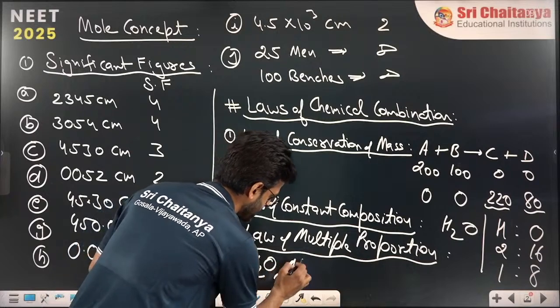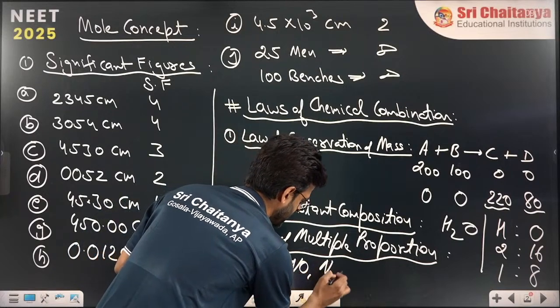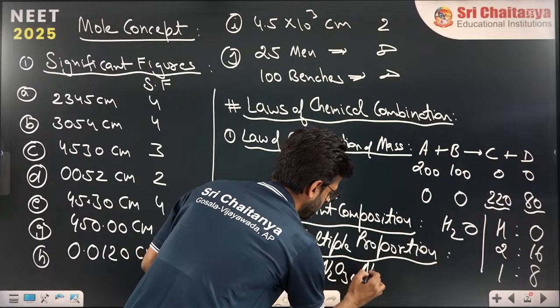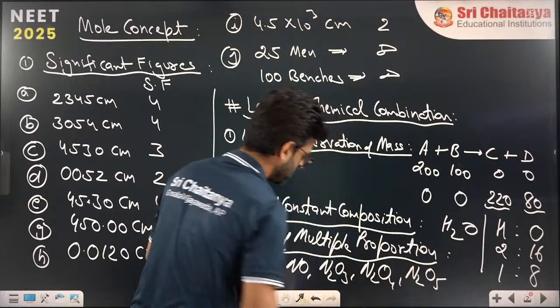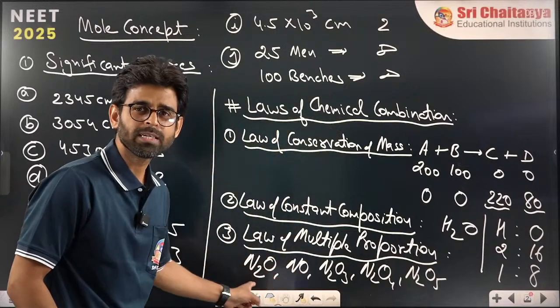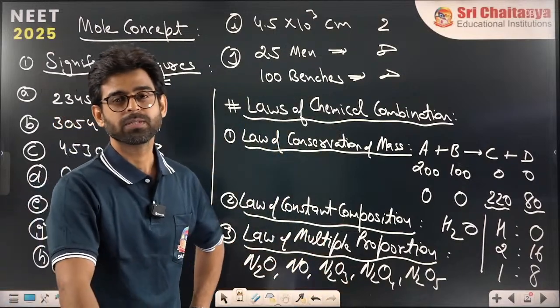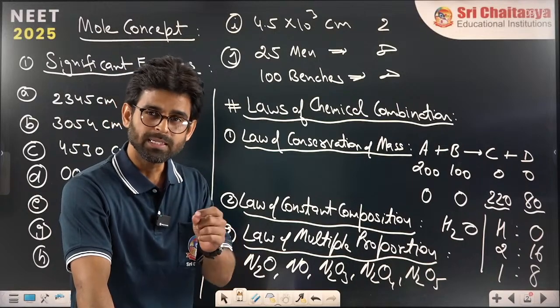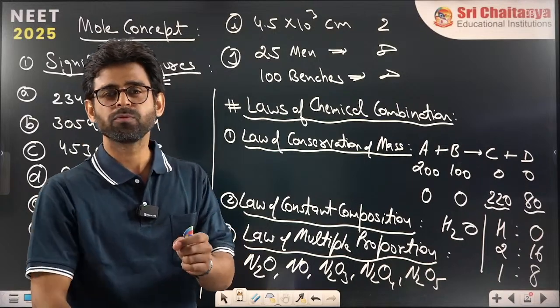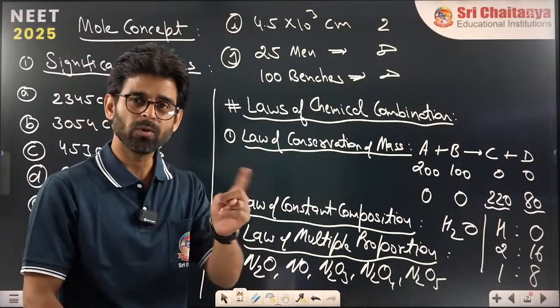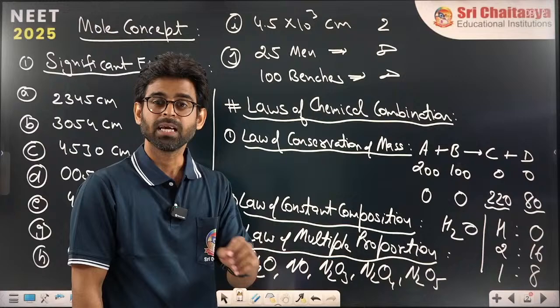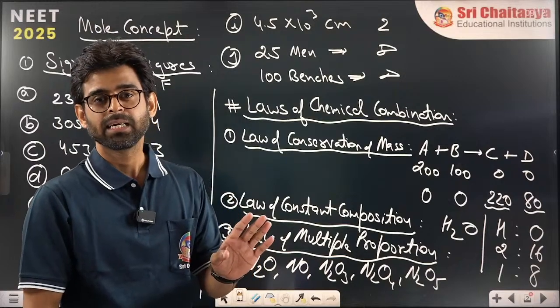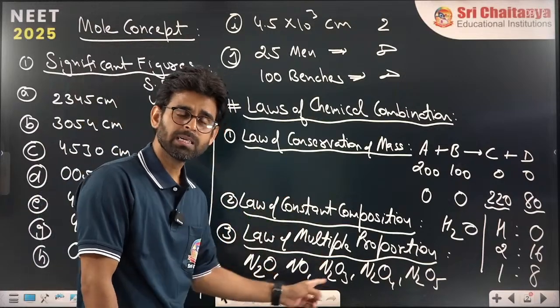N2O, NO, N2O3, N2O4, N2O5. So they are discussing what is common in all of these molecules. The common thing is all are made up of the same two atoms, nitrogen and oxygen. I will not check anything else. I will say it is the law of multiple proportion.